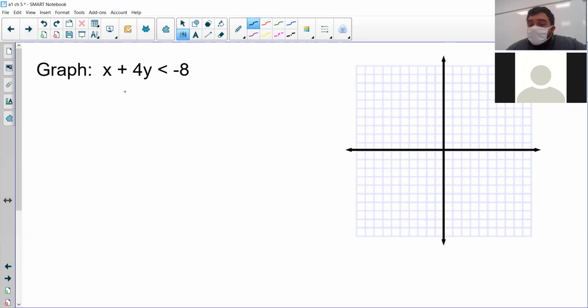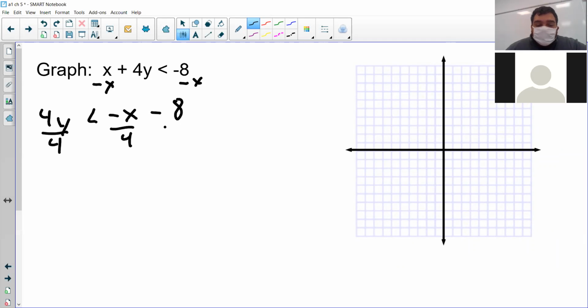Okay, so step 1 is to solve it for y, to make it into y equals mx plus b in order to graph it. That's the only reason we're doing this, so we could graph it. So I'm going to subtract x on both sides. Now I have 4y is less than, I'm going to put the x in front, because usually in y equals mx plus b, the x is in front. Then I'm going to divide by 4. If I divide by 4, everything gets divided by 4.